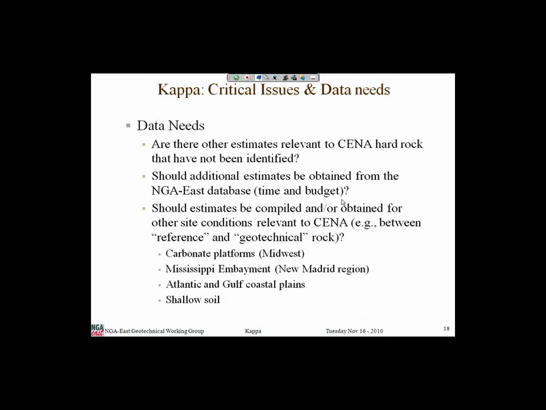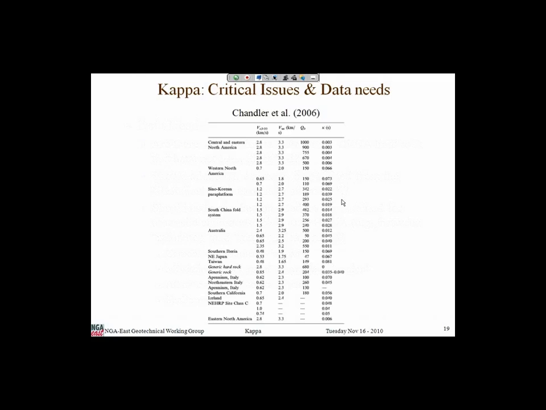The Atlantic and Gulf coastal plains, of course. And then we have a lot of areas of shallow soil. So we have hard rock with very shallow soil over it. And that's obviously a residence condition. That's also a site response issue. But anyway, I just wanted to bring some of these up.